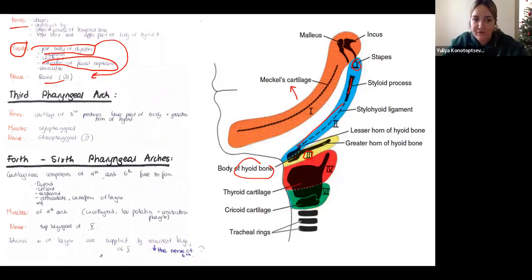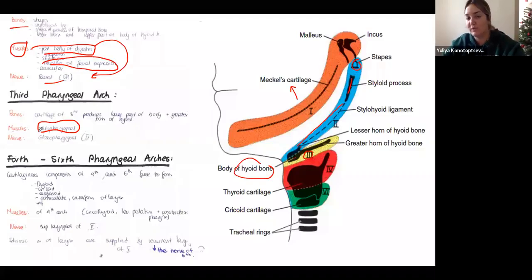Okay, third pharyngeal arch, very easy. We have said that it makes the rest of the hyoid bone, right? So this body together with the greater horns, stylopharyngeal muscle is the only muscle that the third pharyngeal arch makes. It also explains that this is the only muscle in your pharynx-larynx situation that is not innervated by the vagus. It is innervated by the glossopharyngeal nerve.